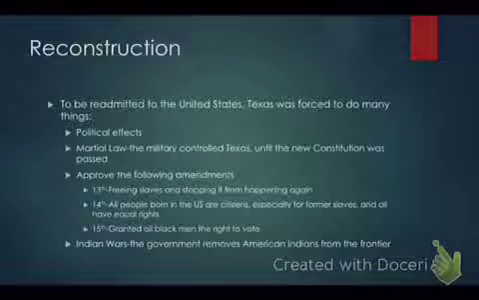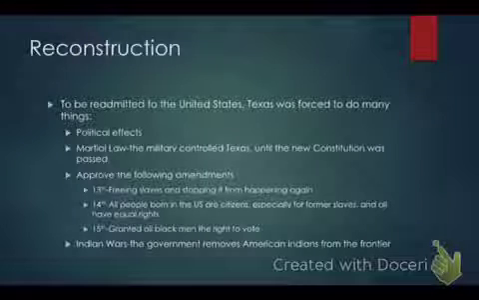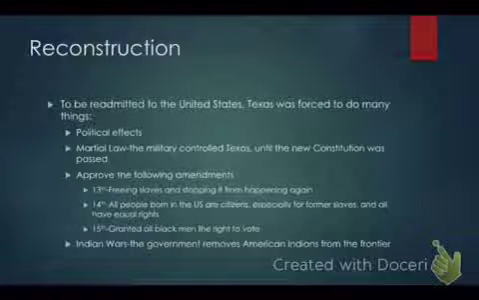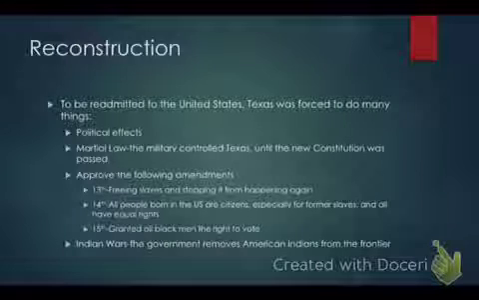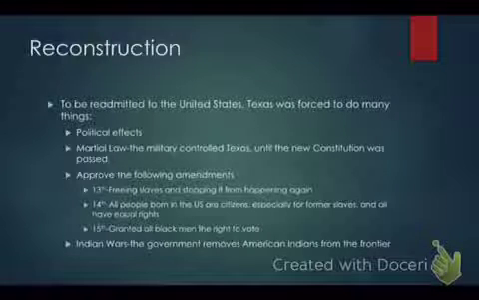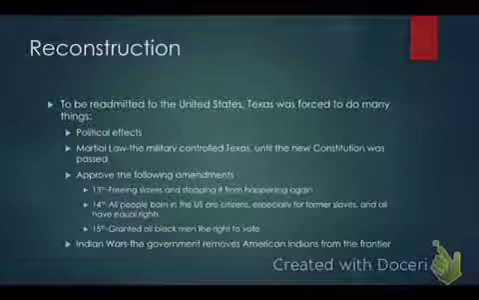Now, we had this idea of Reconstruction, what to do after the war is over, and that's what this next section is. To be readmitted to the United States, Texas was forced to do many things. First, we had these political effects. We had martial law instituted, where the military controlled Texas until a new constitution was passed. We're going to look more at that constitution tomorrow because it's very, very wordy, and I didn't want to take more time. Texas approved the following amendments: the 13th Amendment, which freed all slaves and stopped it from happening again, no more slavery inside the United States.